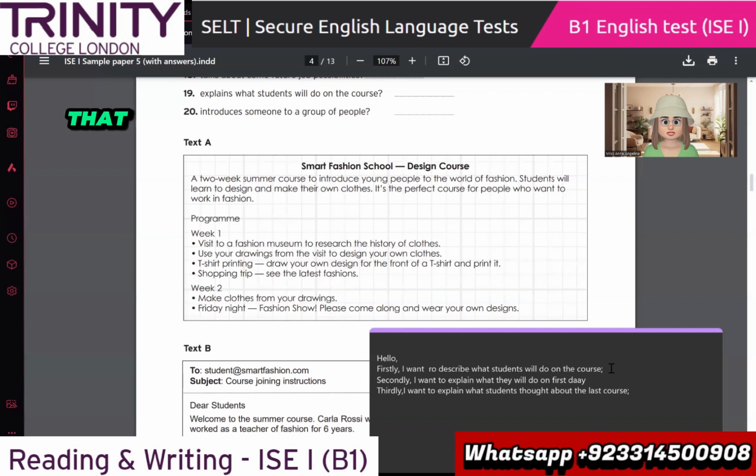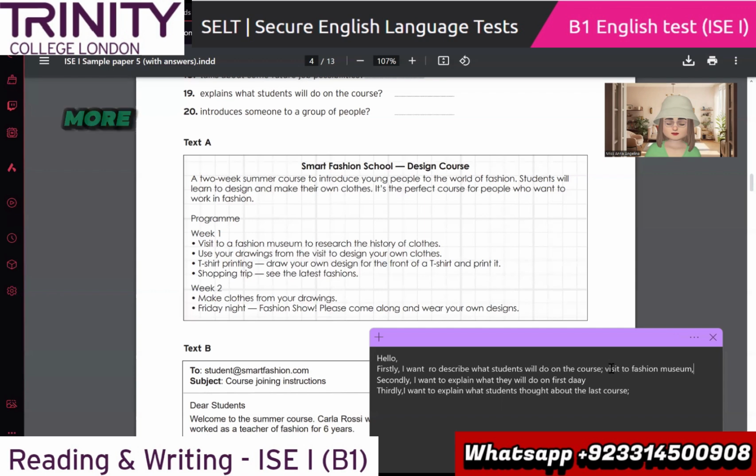Yes, that's right. So I'm just going to write that in here. Visit to fashion museum to research the history of clothes. Use your drawing from the visit to design your own clothes. Let's try to make it shorter and just say using drawing, designing your own clothes. T-shirt printing. Designing your own clothes. T-shirt printing. And what more, sir?